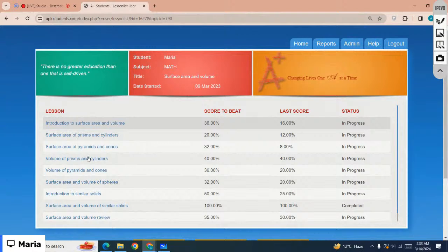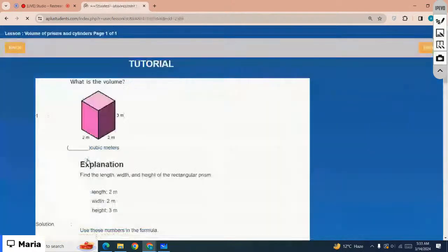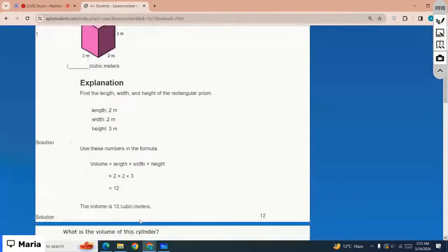Okay, the next lesson is volume of prisms and cylinders. So let's just start with the lesson. What is the volume of the rectangular prism? The volume of the rectangular prism is length times width times height. So you just have to do length times width times height. That is the formula of volume.